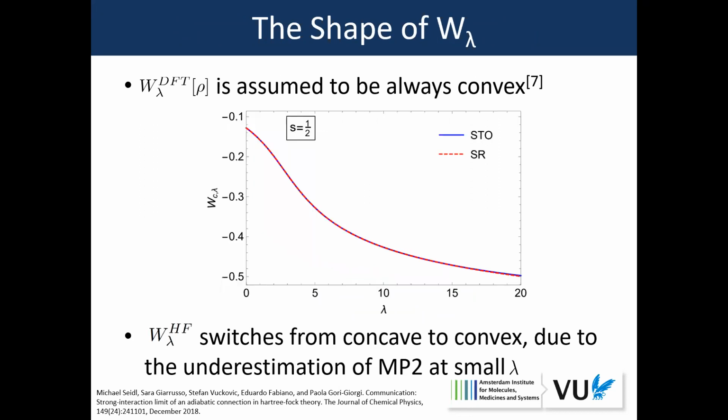For an example, you can look at one of our results here for the S-half system, where you can clearly see that we start with a concave curve, and eventually at larger lambdas we get this convex function. So this is a very important difference, which means that some of the interpolation schemes that we have used in DFT will not work.